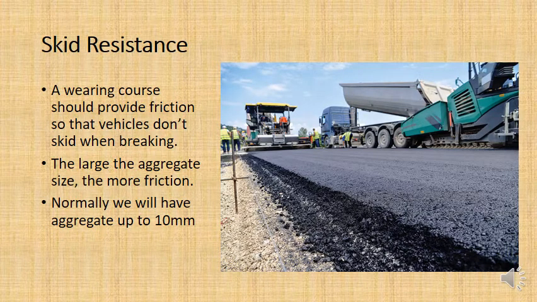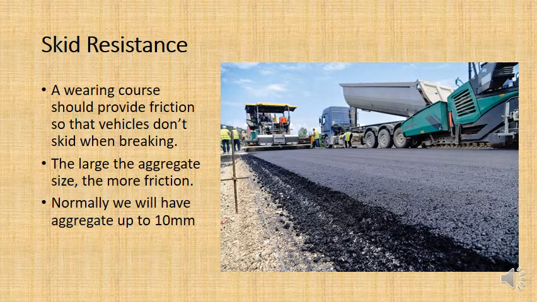So, skid resistance. Remember, there should be enough friction inside a road wearing course so that when a car brakes suddenly, it doesn't start skidding. So you need to have a certain amount of friction. And this is basically determined by the size of aggregate. The larger the aggregate size, or the largest aggregate size, the more friction you will have. Shape also has a little bit of influence, but let's just focus on size here.